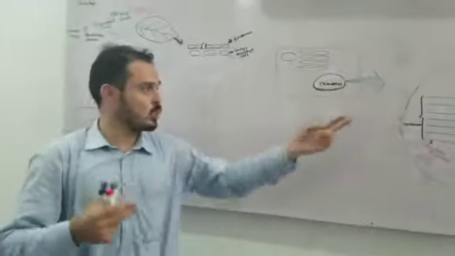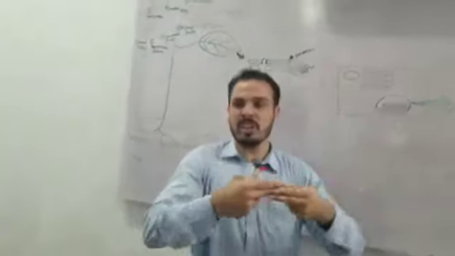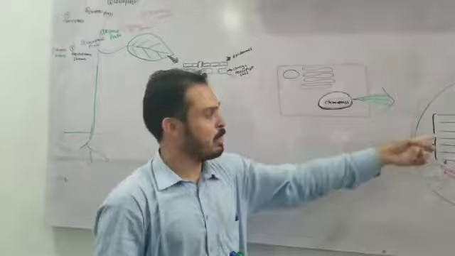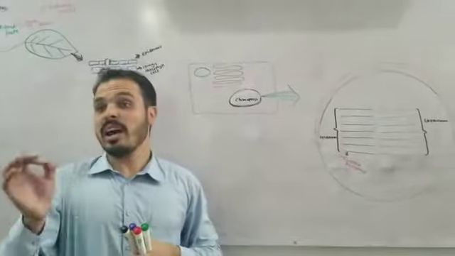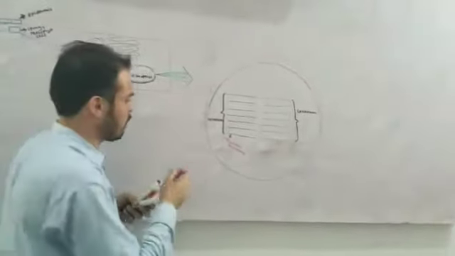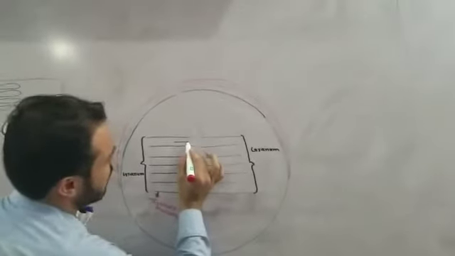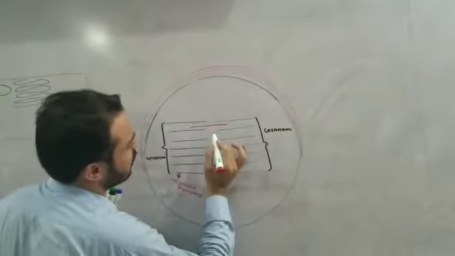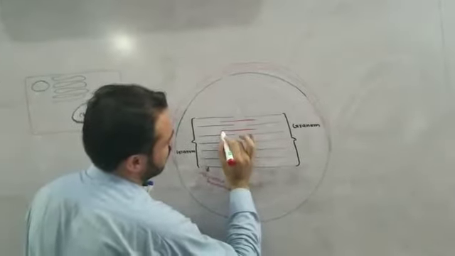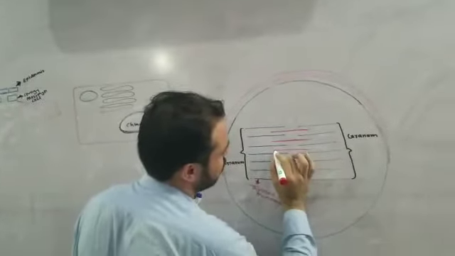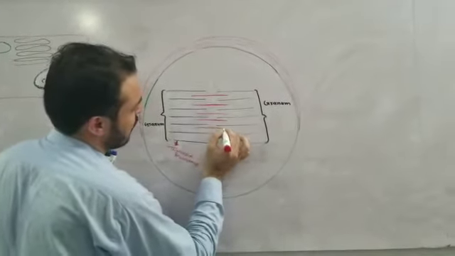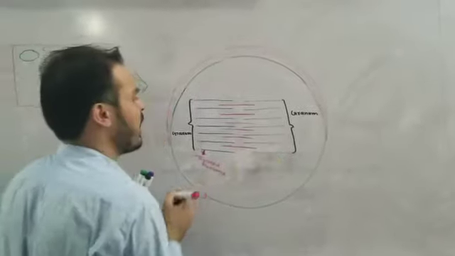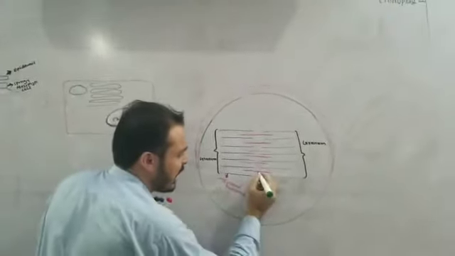Now there are two grana. This is one granum, this is another granum. They are connected with each other through another membrane, and this membrane is called intergrana, which is also called lamella. Here is the intergrana, which connects these two. The membrane which connects these grana with each other is called intergrana or lamella.